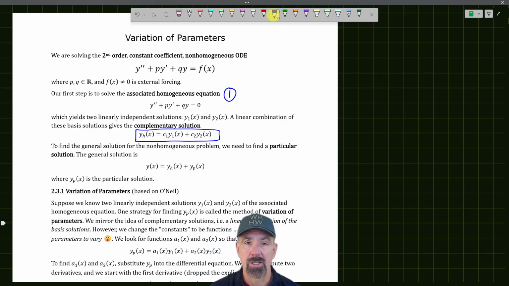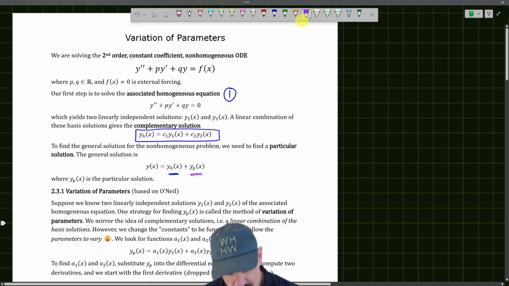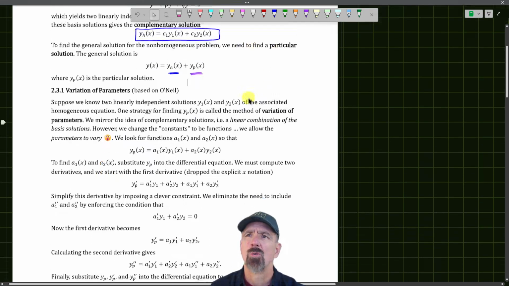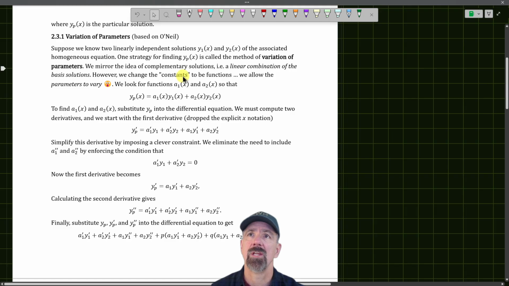And now what we're going to do is create a general solution. The general solution is the sum of our complementary solution along with a particular solution. And really what we need to do is come up with a way of finding a particular solution. So this is actually taken from Peter V. O'Neill's textbook on advanced engineering mathematics. I've made some modifications to it, but it's his section 2.3.1 variation of parameters where I've added in some content.